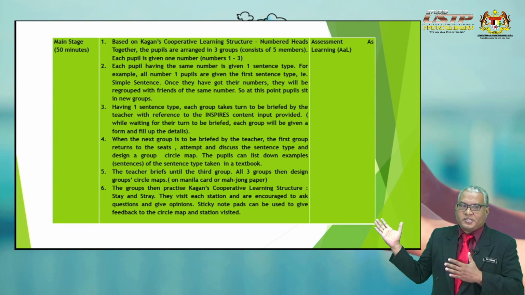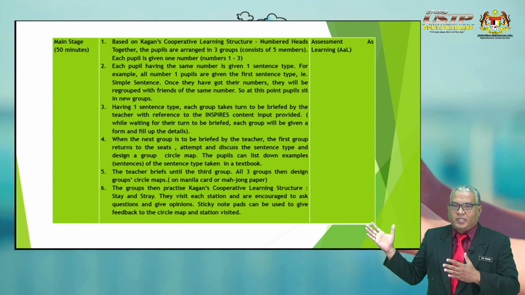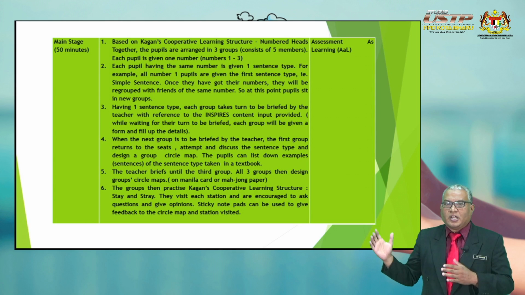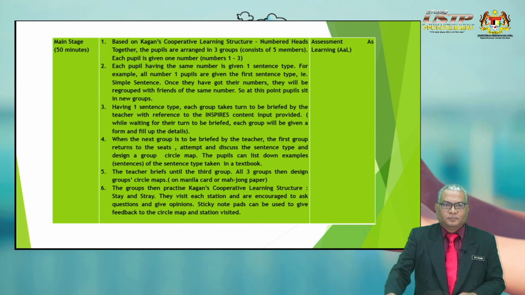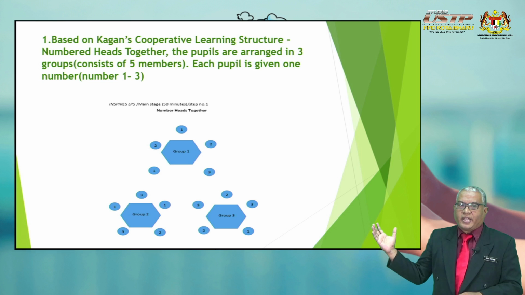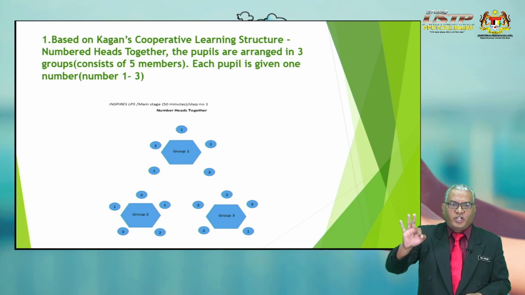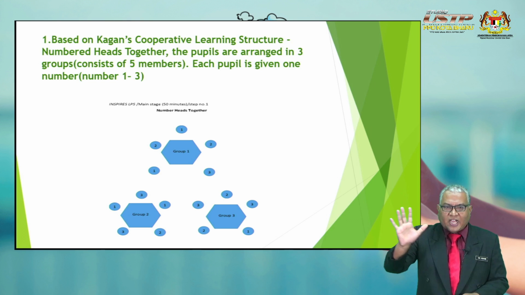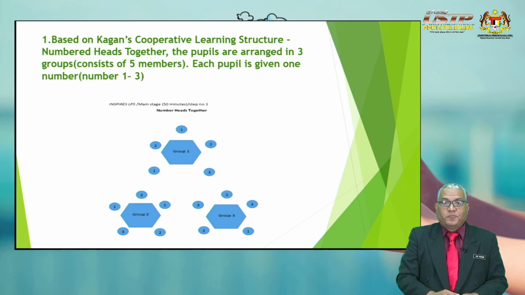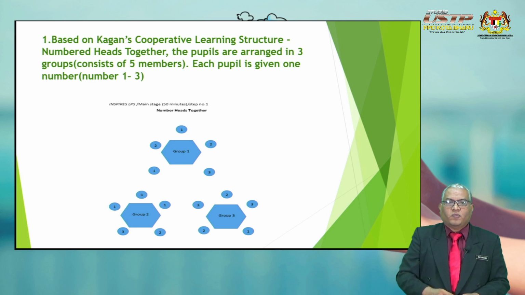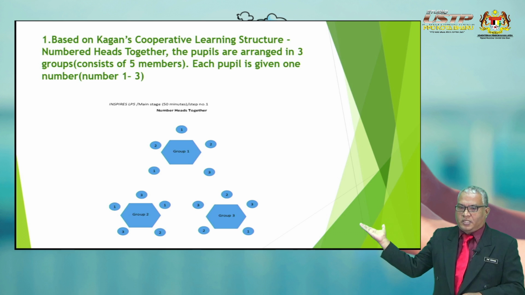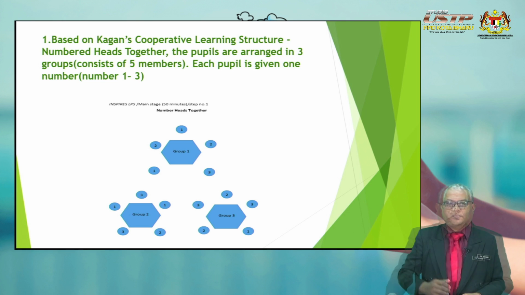Here is the main stage, about 50 minutes of our lesson outline. Based on Kagan's cooperative learning structure, numbered heads together, the pupils are arranged in 3 groups, consisting of 5 members. Each pupil is given one number from number 1, 2, and 3. These are the diagrams shown.